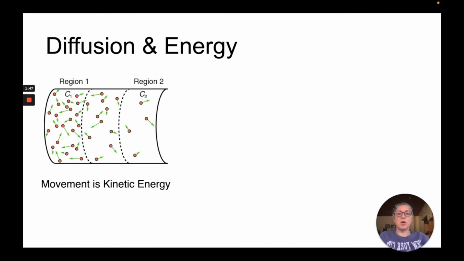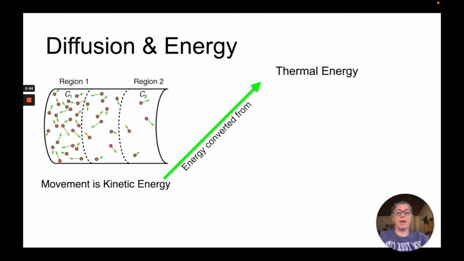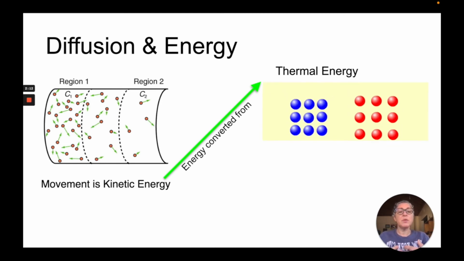So let's talk about where the energy comes from. We know that movement is kinetic energy, so the energy that the particles have in order to move from region 1 to region 2 is kinetic energy. But the energy has to be converted from somewhere, and that energy comes from the thermal energy in the environment around the molecules.